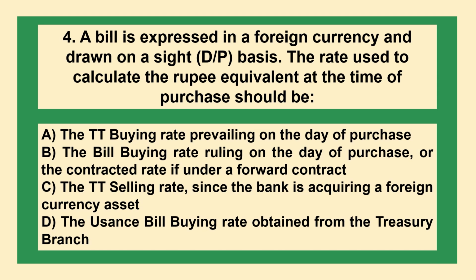A bill is expressed in a foreign currency and drawn on a sight D/P basis. The rate used to calculate the rupee equivalent at the time of purchase should be option A, the TT buying rate prevailing on the day of purchase. B, the bill buying rate ruling on the day of purchase or the contracted rate if under a foreign forward contract. C, the TT selling rate since the bank is acquiring a foreign currency asset. D, the usance bill buying rate obtained from the treasury branch.